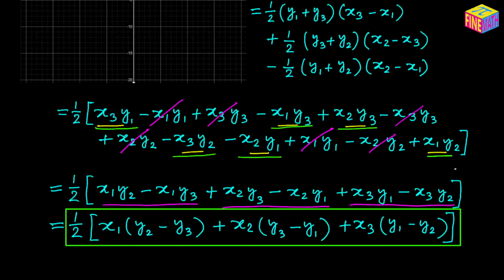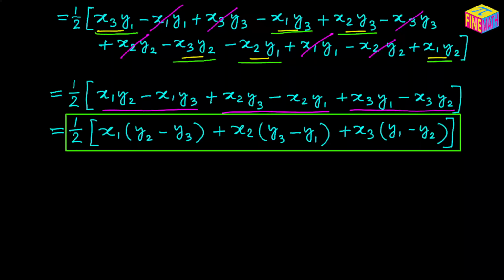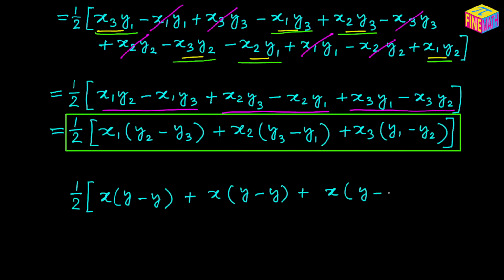And if it looks pretty big and intimidating, no need to worry, I'm going to show you how to easily remember this. We can remember it like this. It is actually half times, we have to remember that much at least. Then we're going to write it as x, and then within parenthesis let's say y minus y, and then plus again let's say x times y minus y, and then plus again x times y minus y.